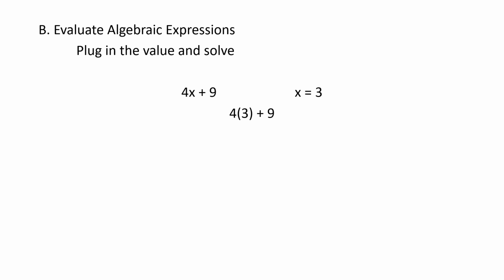How do I know that? Two things side by side equals multiply. Then I just solve using order of operations. I'm going to work through this. 4 times 3 is 12, and then 12 plus 9 is 21, and that's it. Those are pretty simple. All right.